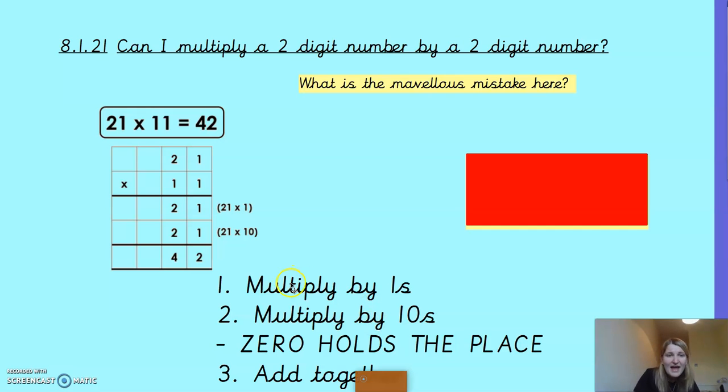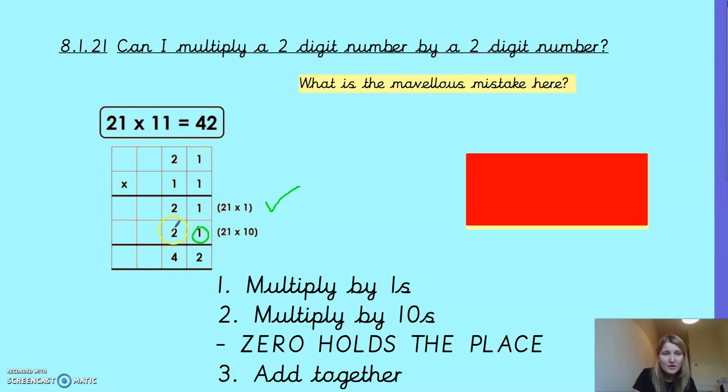Right. They have multiplied by the 1s. Yeah, I can see that's correct. We know 1 times a number will always be itself, 21. But what about here? Now we're multiplying by the 10s. They've forgotten something. It's in big old capitals. What have they not put in? The 0, it holds the place. 10 times 21 is not 21. We should have put in our 0 to hold the place. And then everything would be moved over.